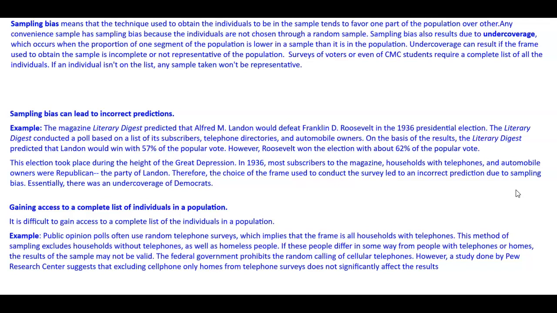This election took place during the height of the Great Depression. So in 1936, most subscribers to the magazine, households with telephones, and automobile owners were Republican, the party of Landon. Therefore, the choice of the frame used to conduct the survey led to an incorrect prediction due to sampling bias. Essentially, there was an undercoverage of Democrats.